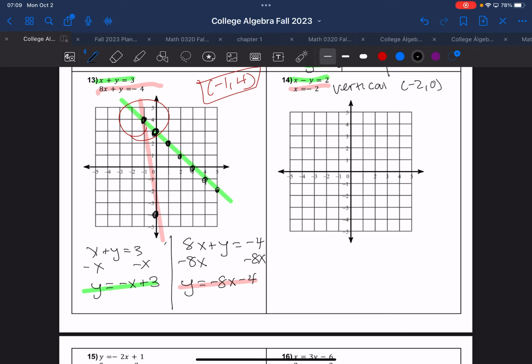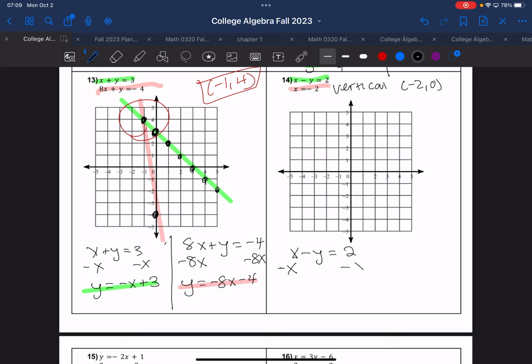Negative 2, 0, because we have x equals a number, meaning that number has to be in the x value. So negative 2, comma 0. That other equation is in standard form, so we're going to have to get it out of that. So that x minus y equals 2, what do we do first?